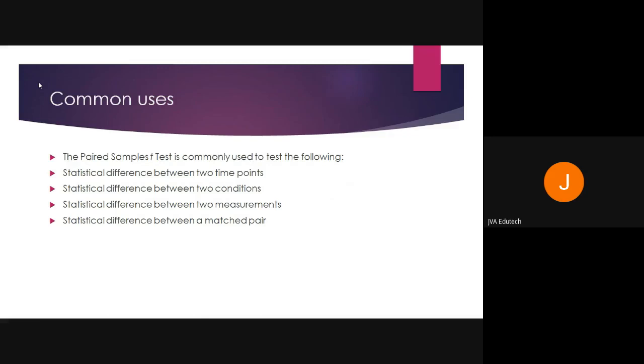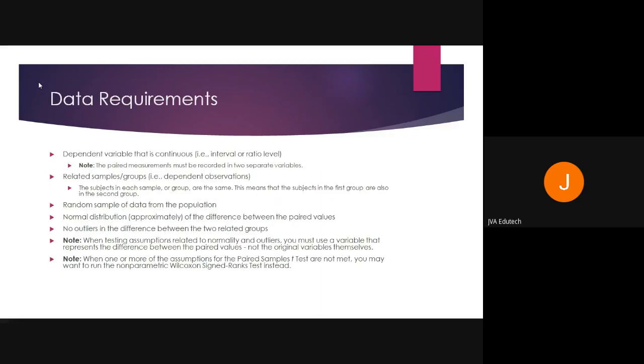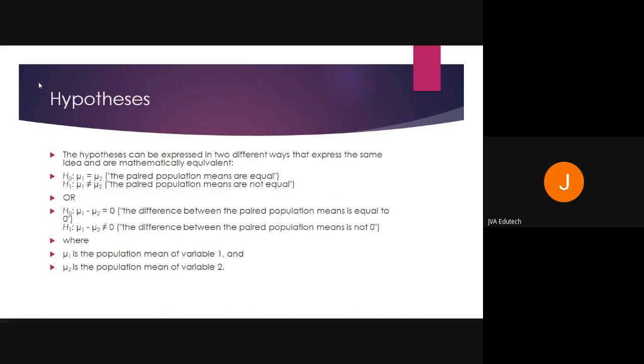Then the statistical difference between two measurements, and the statistical difference between a matched pair. The data requirement is that you have an independent variable that is continuous, interval or ratio. Then you have related samples or groups, meaning dependent observations. In the independent sample test, we had unrelated observations. Here we have dependent observations. The sample has been drawn randomly from the population, the data are normally distributed, and there are no outliers.